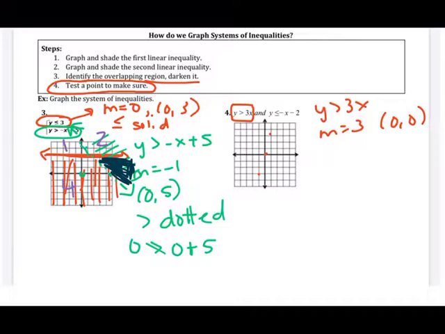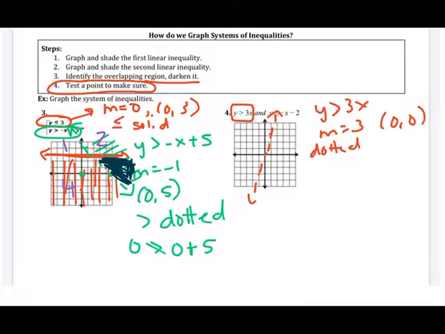Okay, for that first line, y is greater than 3x. My y-intercept is at 0, 0. My slope is 3, so up 3, right 1, up 3, right 1. This is going to be a dotted line because there's no or equal to symbol underneath, so I'm going to make this a dotted line. I'm going to still make sure I have arrows.